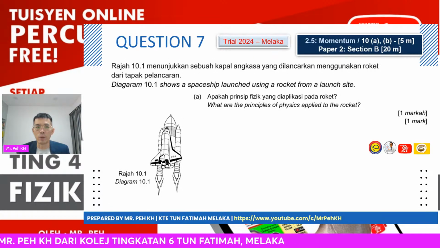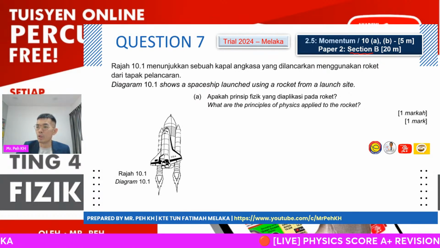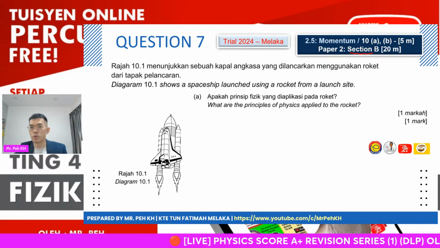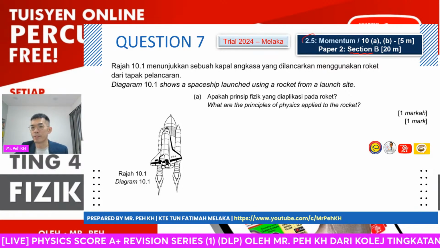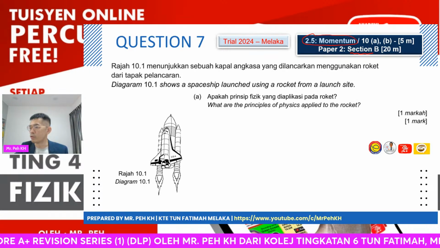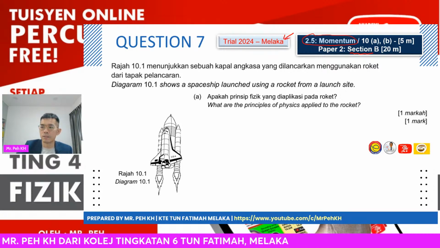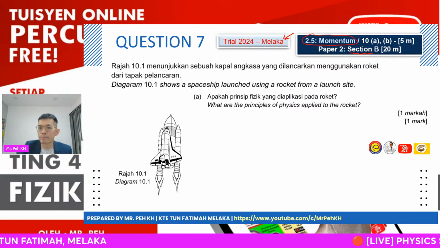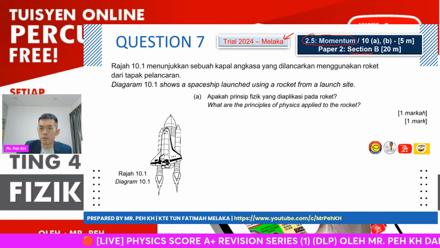Okay, so now we go to our last question. This is the example question for section B, so there will be a long question, a 20 marks question. The subtopics we discuss here will be 2.1 and 2.5, momentum, together with 2.1. Here is the question from the State of Malacca. Diagram 10.1 shows a spaceship launched using a rocket from a launch site. What is the principle of physics applied to the rocket?